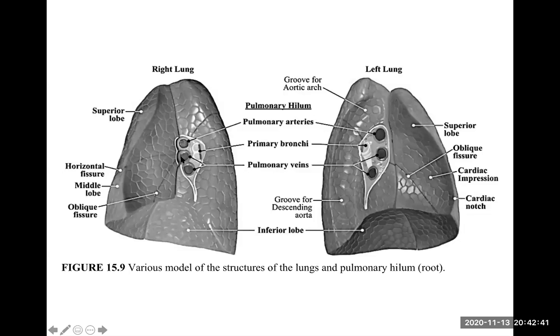The hilum is the root of the lung where all of the primary bronchi, pulmonary veins, and pulmonary arteries will enter. So we're looking at medial views of the lungs. Here's the left side. You could see the cardiac impression, and then the hilum with the vessels going in and out, and then the right side of the lung with the superior, middle, and inferior lobe.